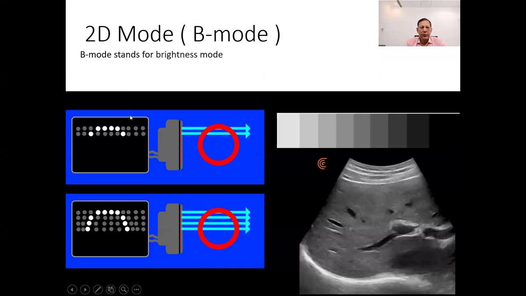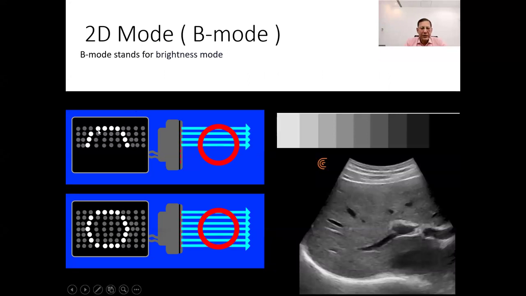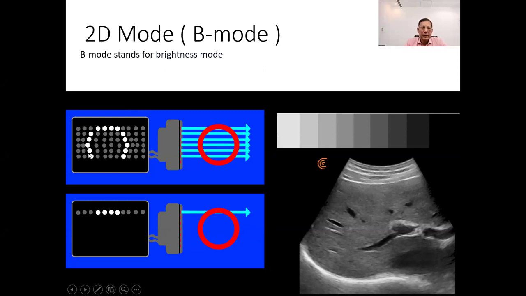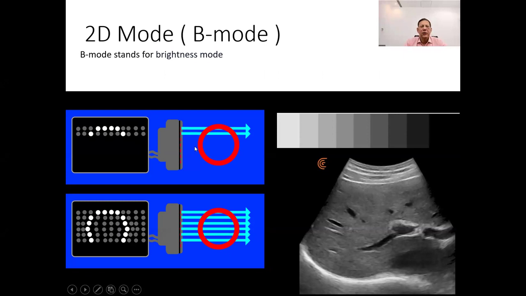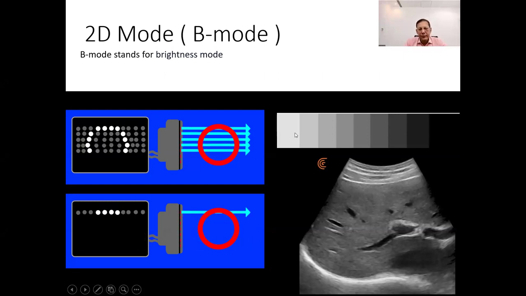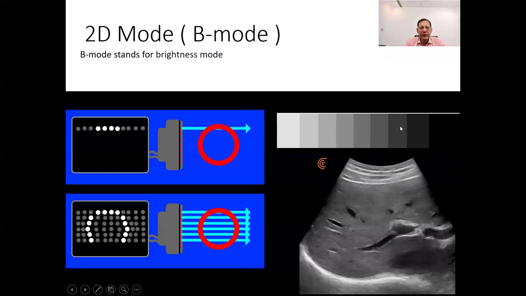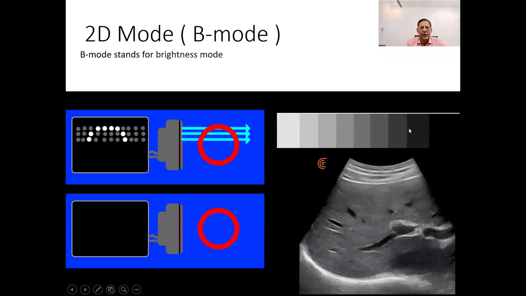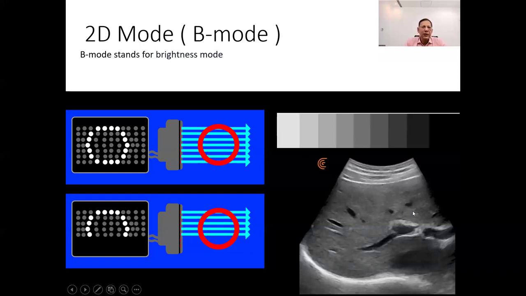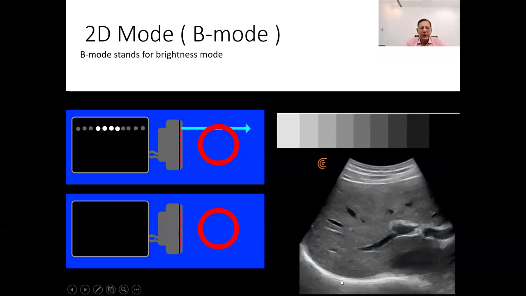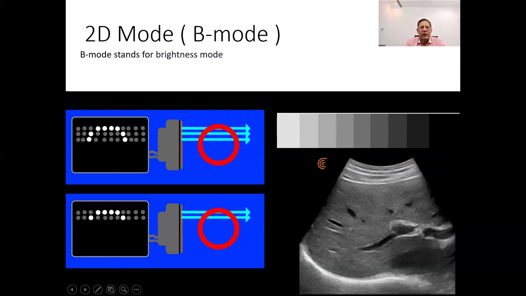B mode stands for brightness mode. It is the most commonly used mode in ultrasound. B mode provides real-time structural information using different shades of gray in a two-dimensional image. By utilizing the pulse-echo principle, it captures detailed cross-sectional images that are invaluable in various medical diagnostics, from general imaging to specialized fields like obstetrics and cardiology.